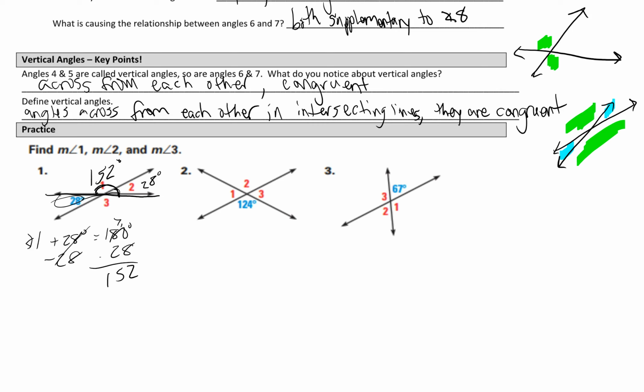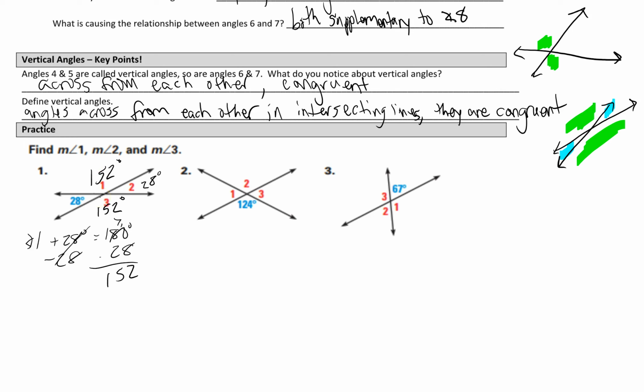Now, using vertical angles, I can look across. I'm going to erase some of my lines in here. I can look across these intersecting lines and see, oh, angle 1 is across from angle 3, so they must be the same, and we have 152 degrees. So you guys will see this pattern on vertical angles. Your numbers just kind of alternate: 28, 152, 28, 152.